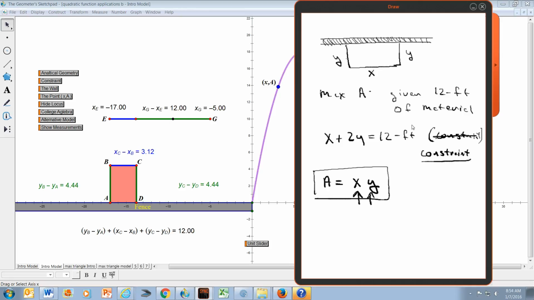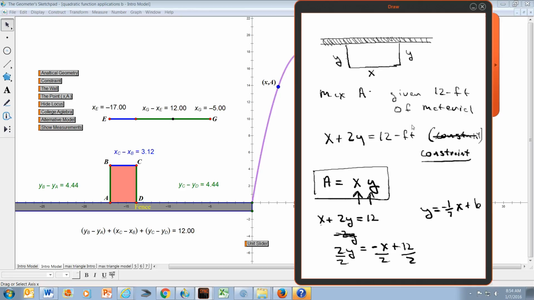So let's take our constraint equation, x plus 2y equals 12, and solve it for y. First thing I'll do is subtract x off both sides. So I get 2y is equal to minus x plus 12. I moved the x over to the other side. I'm going to divide each term by 2. So I get y is equal to, I'll write that as a fraction, minus 1/2 x plus 6.